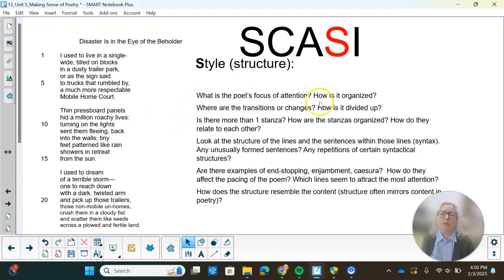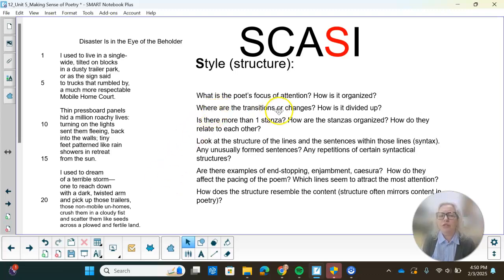What is the poet's focus of attention? How is it organized? You probably noticed we have a repetition of mobile home court, right, in line 7, and then it's again in line 21. Oh, my text got much smaller there. Sorry about that. But in line 21, it says those non-mobile unhomes. And so it's like a negated or negative version of mobile home court. It's non-mobile unhome. And so maybe there's a focus there.